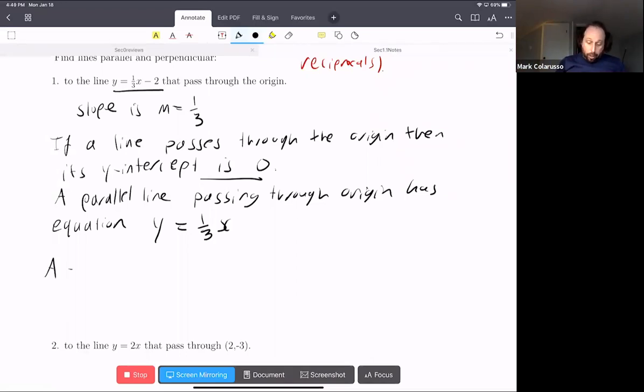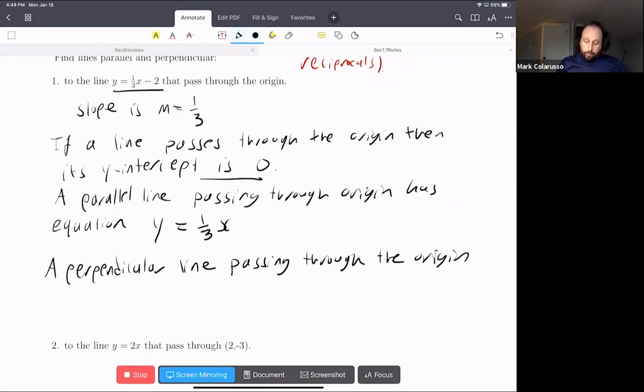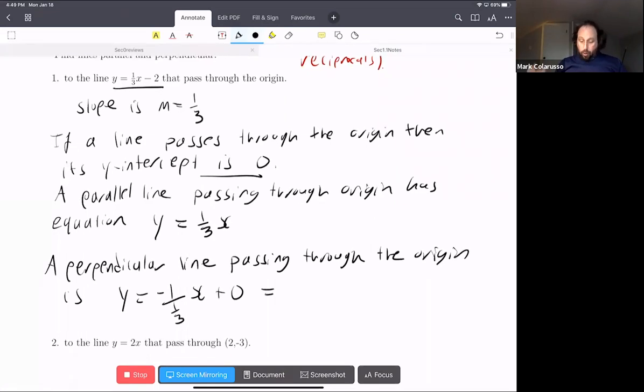And the perpendicular line passing through the origin is, okay, so the slope is a negative reciprocal, so it's going to be minus 1 over 1/3 x. Again, plus 0, the y-intercept is 0. So remember what I said about dividing by a fraction, you invert and multiply, so it's minus 3x. And there, okay.